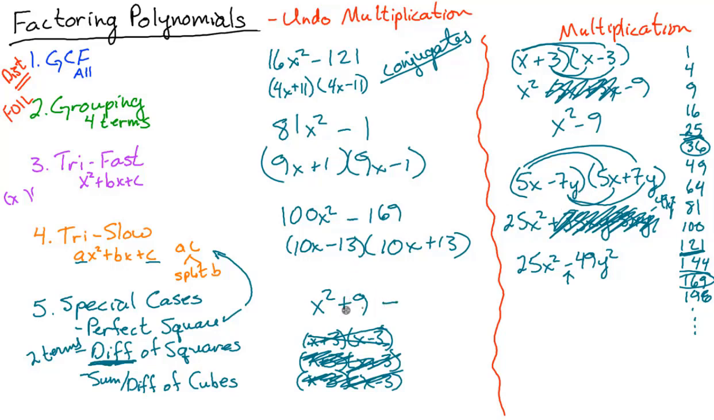So this guy is very well known as the sum of squares, meaning plus instead of minus, and it is prime, meaning it cannot be factored using the real numbers. So we can't do it. If you see that, your answer is that's a prime polynomial. It can't go down. But if it has a minus in it, you'll be able to take it down. Excellent. Now let's move on to the sum and difference of cubes.